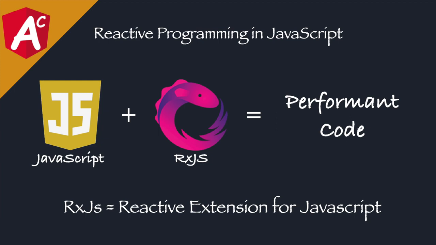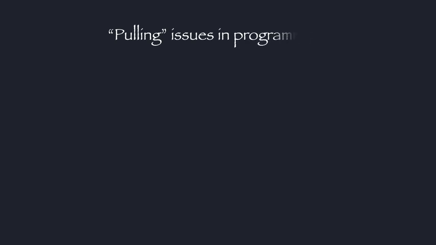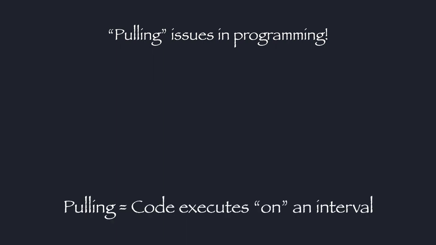Reactive programming in JavaScript results in performant software. Before we look at reactive programming, let's identify the polling issues in general programming. Polling is when software executes on a fixed or a variable interval looking for an already occurred event.